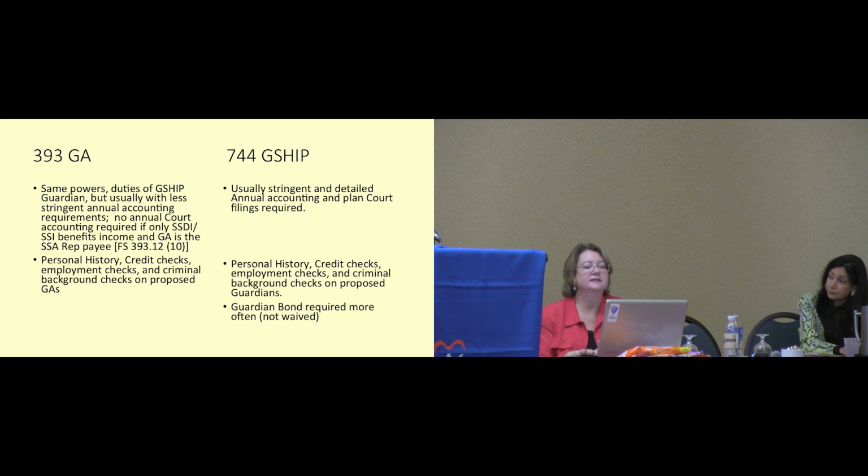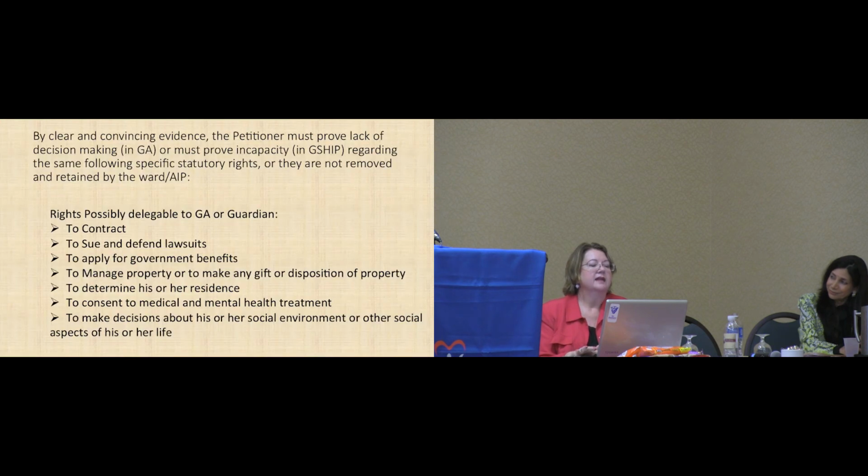744, more stringent detailed annual accountings, and I found in them it's harder to get that guardian bond waived on those too. They usually will waive it in the guardian advocacy, but not in the guardianship. And of course, that depends on the amount of assets in the guardianship estate. And the standard by which you need to prove these things is by clear and convincing evidence.